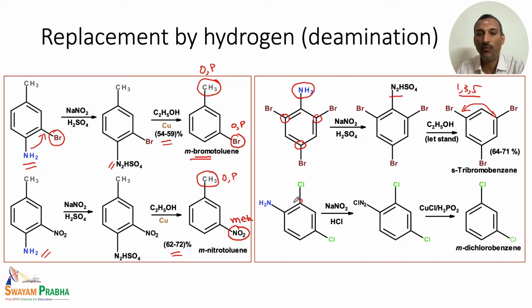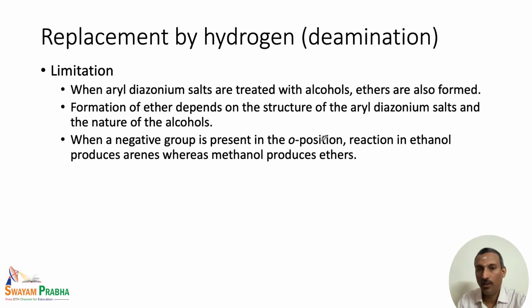So here, if you look, one chlorine is in the ortho position and the other chlorine is in the para position. So this ortho and para chloro derivative can be easily prepared from the corresponding aniline, and then removal of this amino group, that is the deamination, leads to the corresponding meta-dichlorobenzene. Of course, there are a few limitations for this reaction.